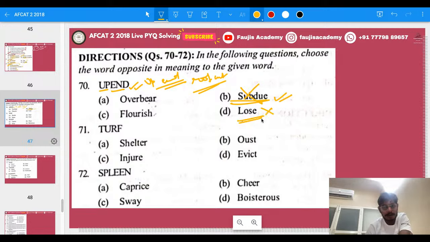Loss cannot be the one. Overwear also cannot be the one. Upend, the opposite of it will be flourish. If you are upending someone, the opposite of it is that you are helping them flourish, right?